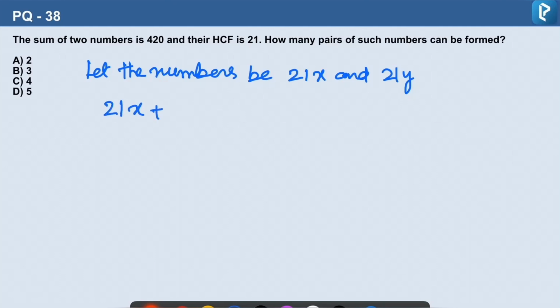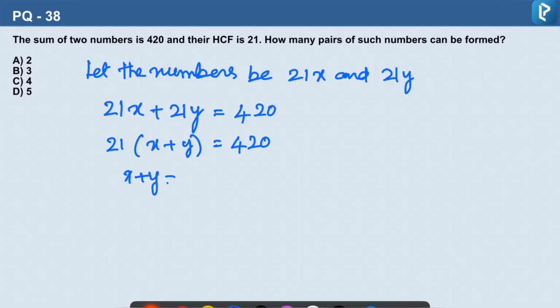21x plus 21y is equal to 420. So if you take 21 common, x plus y is equal to 420 by 21. This is 2 times 21, twos and carry 0. So x plus y is equal to 20.